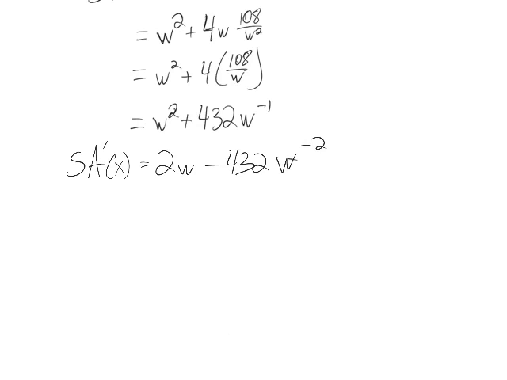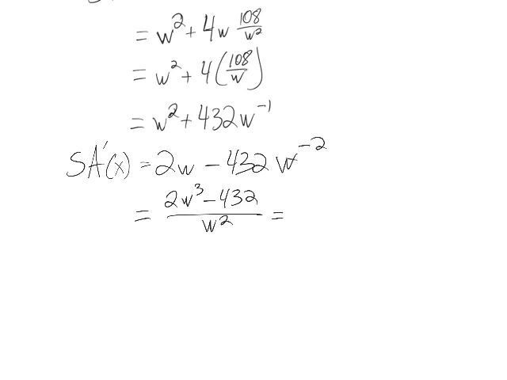And this is not a super simple equation to deal with. I can rewrite this so that I have a fraction. We pull the W to the negative 2 down underneath the 432, and then we get a common denominator of W squared and write it as one fraction like that. Then, to find critical values, we set the numerator and denominator equal to 0.